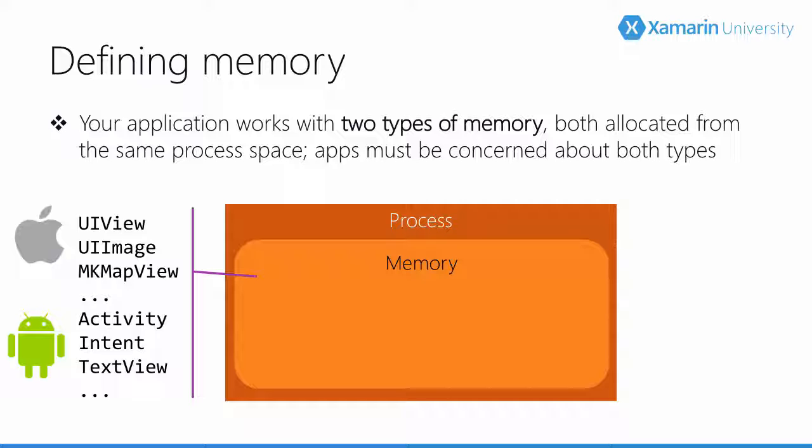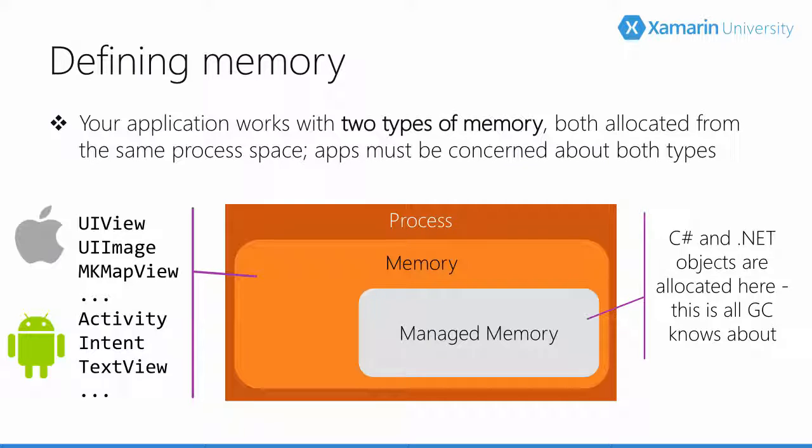And in this memory, the system is going to allocate the native things that we're going to work with. So this includes all the UI controls that our application uses. In iOS, that's going to be things like UIViews and UIImages and map views. And in Android, it's going to be our activities and our intents and all the UI things. And in Windows, it would be the HWNDs and the COM/WinRT objects that our UWP apps consume. In a native app, we'd stop there.